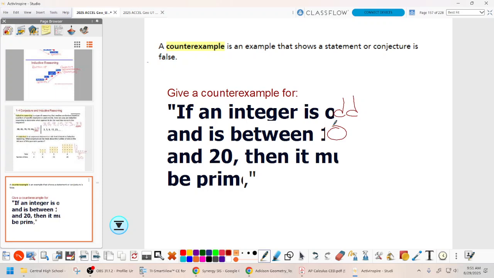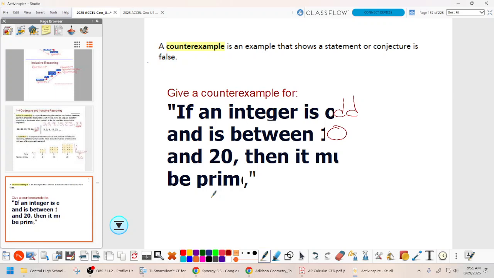10, and I'm going to add a 0 because the other thing had something missing. It doesn't totally matter. So give a counterexample. If an integer is odd and is between 10 and 20, then it must be prime. 9. You guys, between 10 and 20. Oh. 16. Well, I was just thinking 1. Oh, okay. 16. 16 is not odd. Okay. 15, there we go. 15 is odd, but definitely not prime.